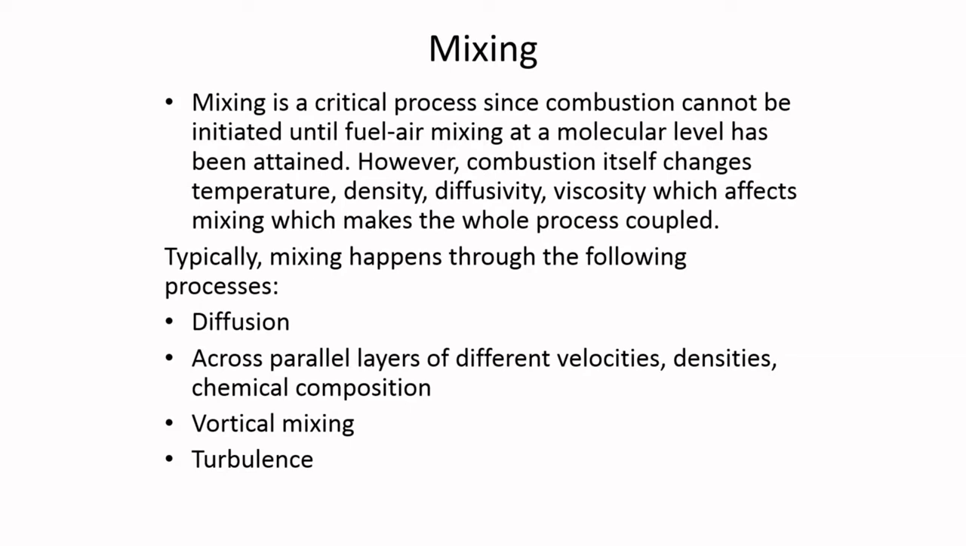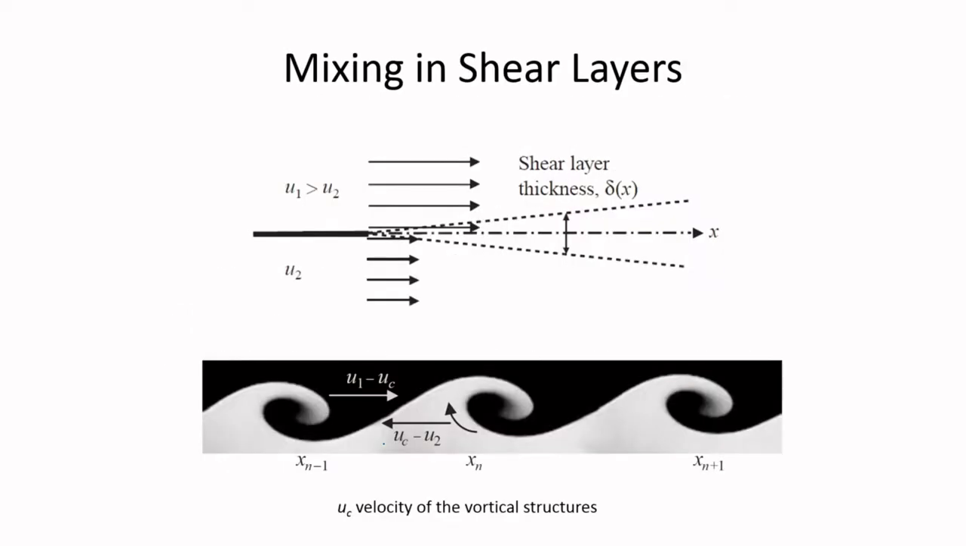So in this scramjet, you can say that mixing happens through diffusion. It happens through parallel layers of different velocities, densities, and chemical composition, or it happens through vortical mixing, and of course it happens through turbulence.